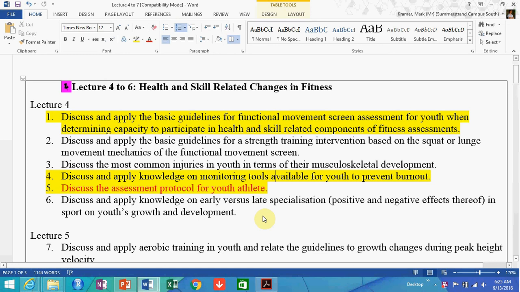Okay guys, welcome back to our next YouTube clip for lecture 4, and here we will be specifically discussing the basic guidelines for strength training intervention. This is just to get you guys to think a little bit about how we would use the functional movement screen to create an intervention.